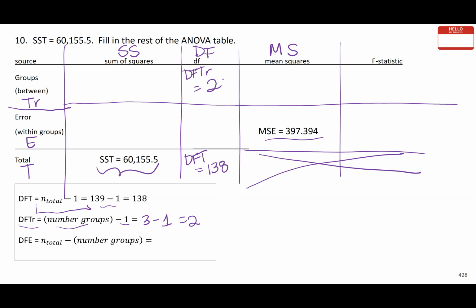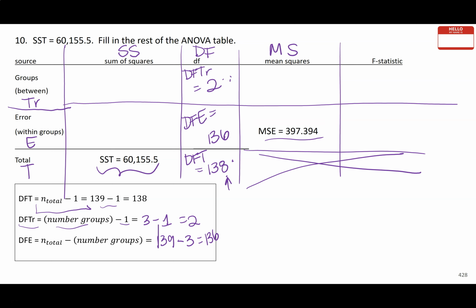Hint, 2 plus degrees of freedom of error is 138. So I can tell you it'll be 136. But degrees of freedom error and total, that's 139 minus my number of groups, 3. It's 136. So as long as you have 2 of these, you can always find the third. I find it easiest to find degrees of freedom total and then usually degrees of freedom group, and then that gives me my degrees of freedom error. They should always add, the first 2 should add to the third.